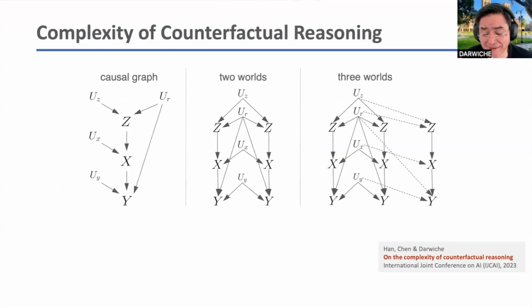Okay, let me conclude by saying a couple of things. The complexity results that we obtained for this paper are based on some fundamental results that appeared in another paper that will be presented this summer in ICML.